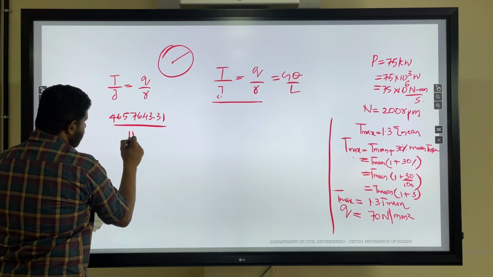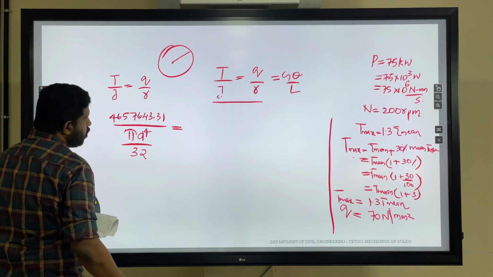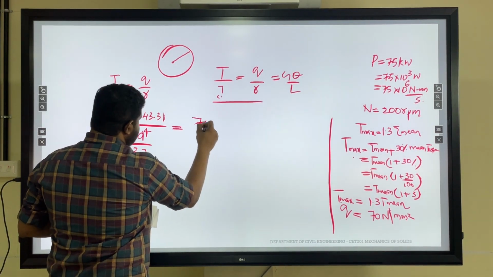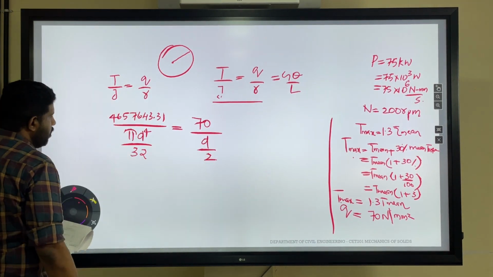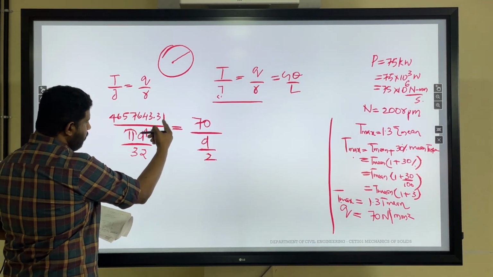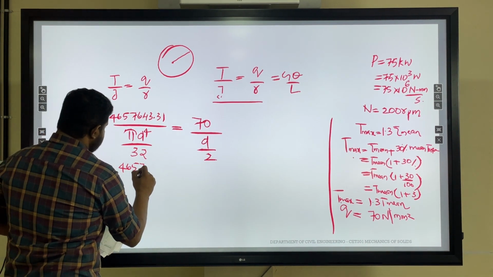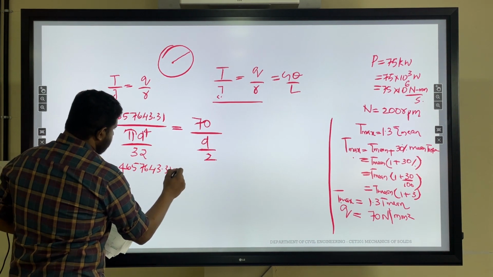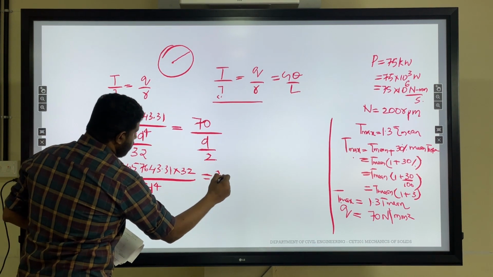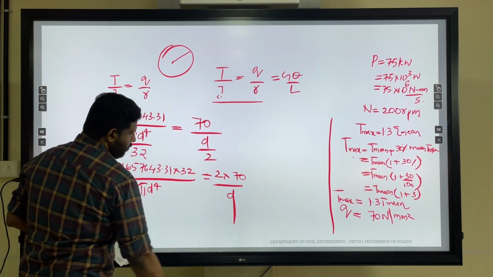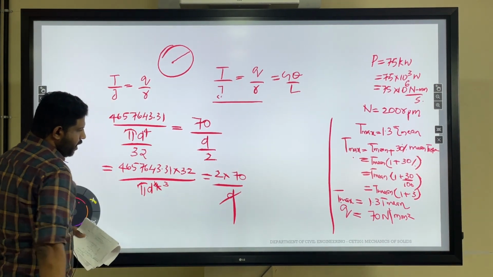divided by J value, it is pi d raised to 4 by 32, is equal to Q value, that is the maximum shear stress, it is 70 divided by R. R you have to take as d by 2. Okay, so this 32 will go up. So you can solve this equation like this: 465,7643.31 into 32 divided by pi d raised to 4 is equal to 2 into 70 by d. Okay, so this d and this power 4 will get cancelled. We will be getting d cube.